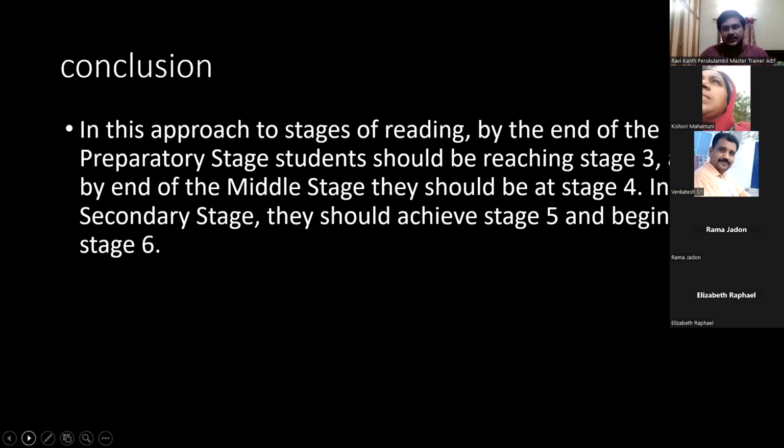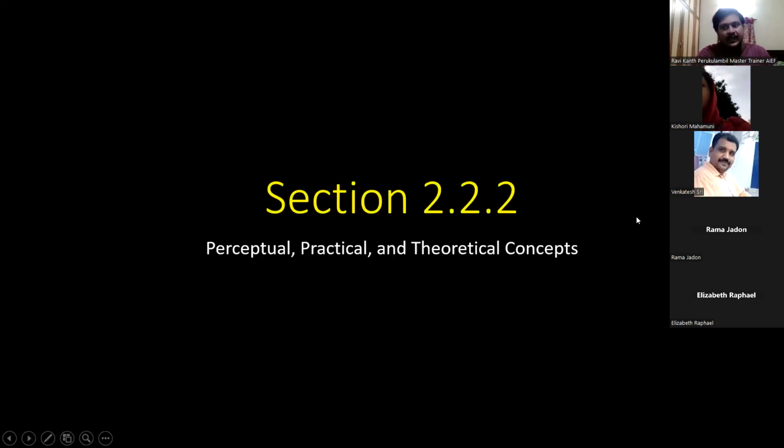So these are the expectations. These can be called the minimum levels of learning in case of reading for the students. That was all about reading development. Now let us go with section 2.2.2, wherein we are speaking about perceptual, practical, and theoretical concepts.